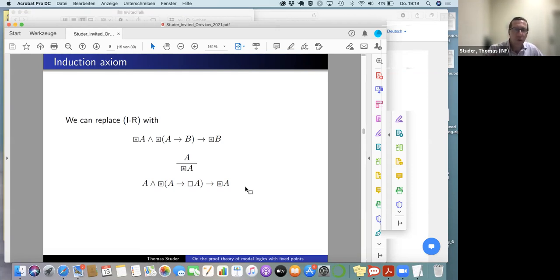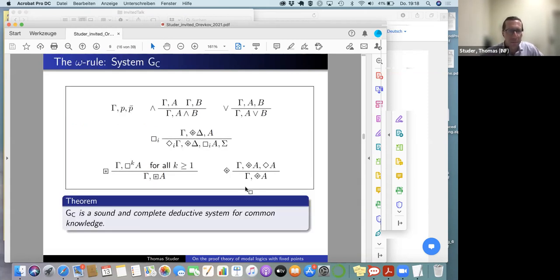But I want to do proof theory, so I'm not too big a fan of these Hilbert-style systems. So let's look at another possibility, how we can get cut-free systems for common knowledge. Daniel already introduced the omega rules as the possibility to do this, and this is what we use here. So the idea really is to model common knowledge as all these iterations of everybody knows.